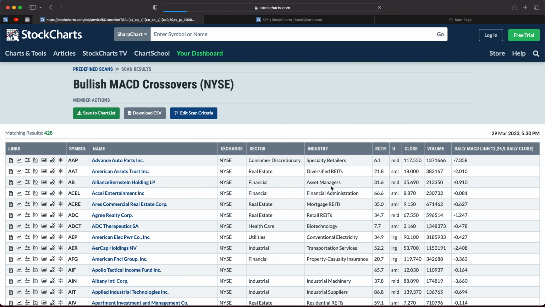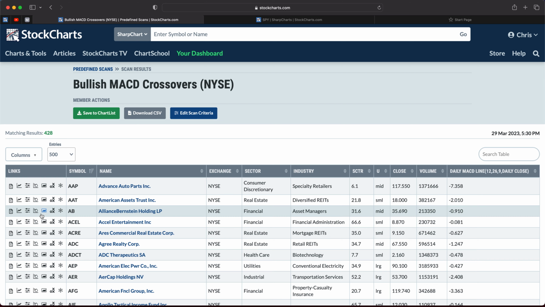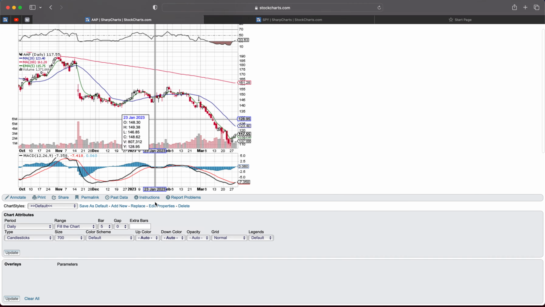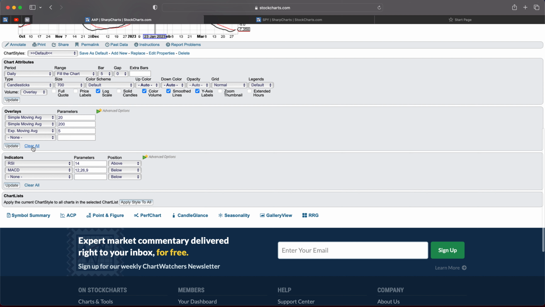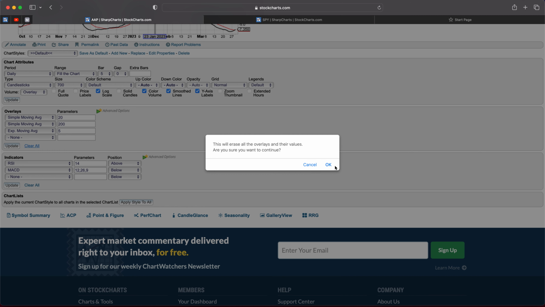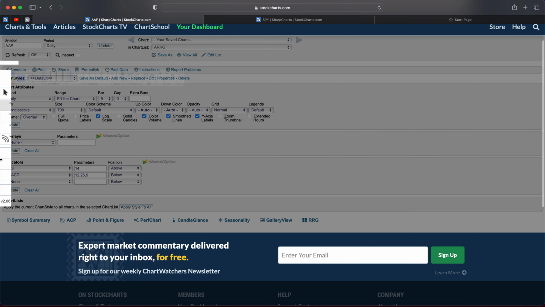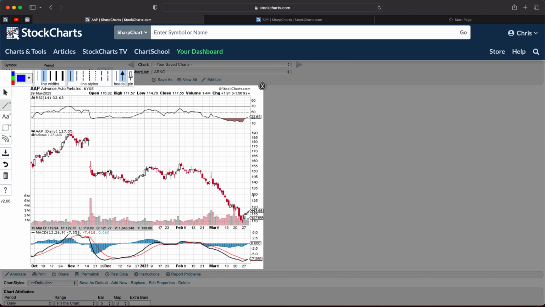Bullish MACD crossovers. All right, let's just go through some AAP. All right, I want you guys to practice doing this every day. Clear all, take all the moving averages out. You should just look at the price, and then strictly from the price, you should be able to set targets and stop losses, right?